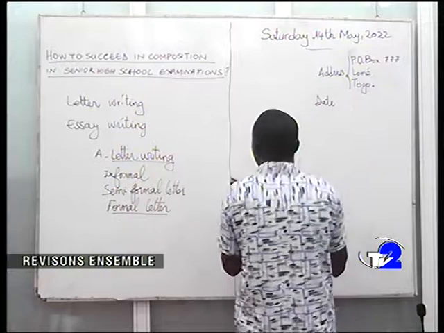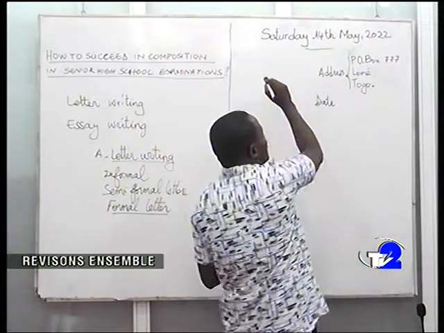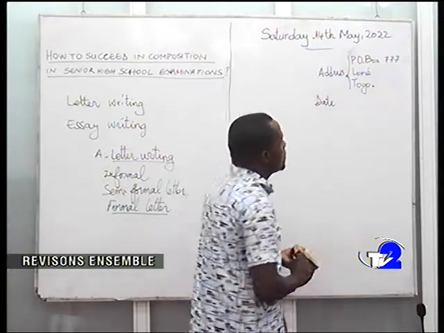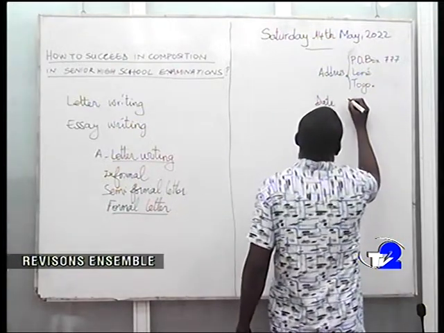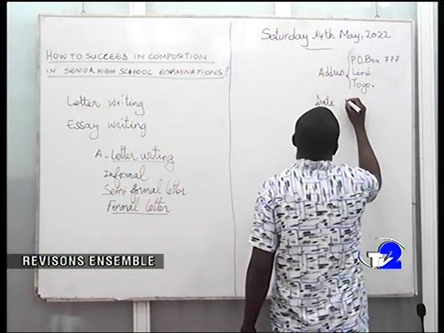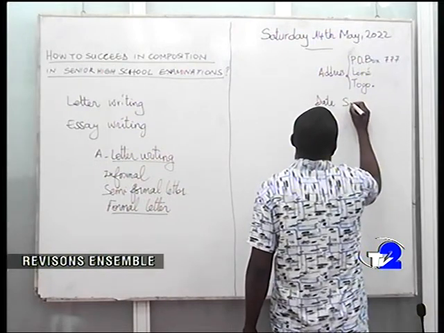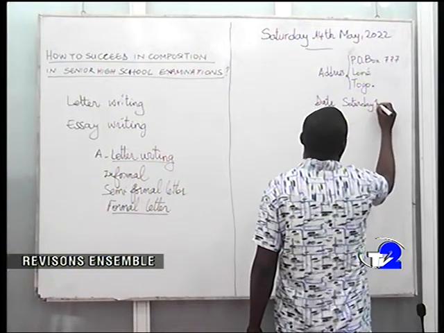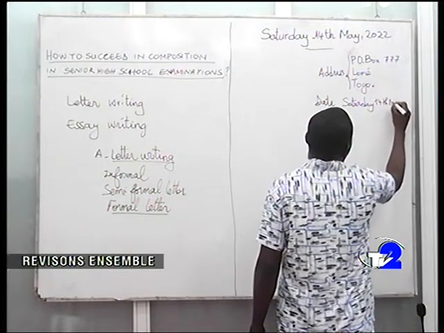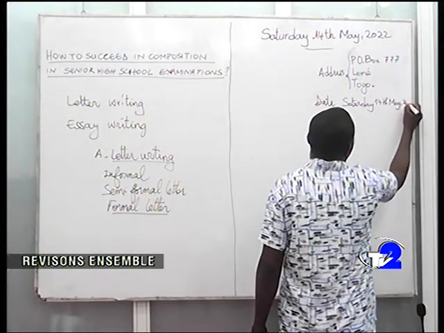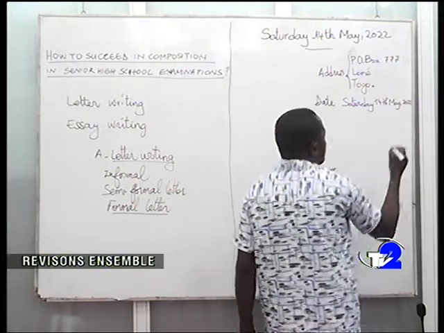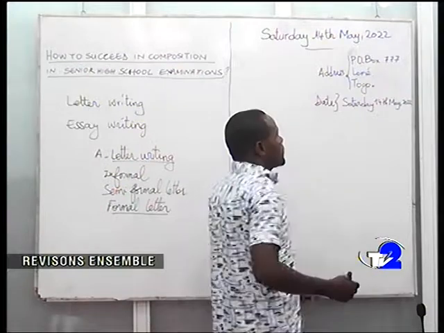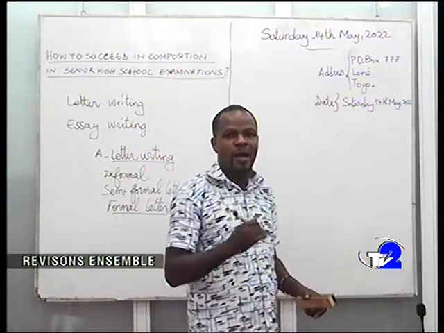As we are writing a formal letter, you must write it in full, no abbreviation. You must not shorten your date. So you must write what? Dates. You write, maybe, Saturday, 14th of May, 2022. You place again a full stop, because it is not part of the address. The date is not part of your address.